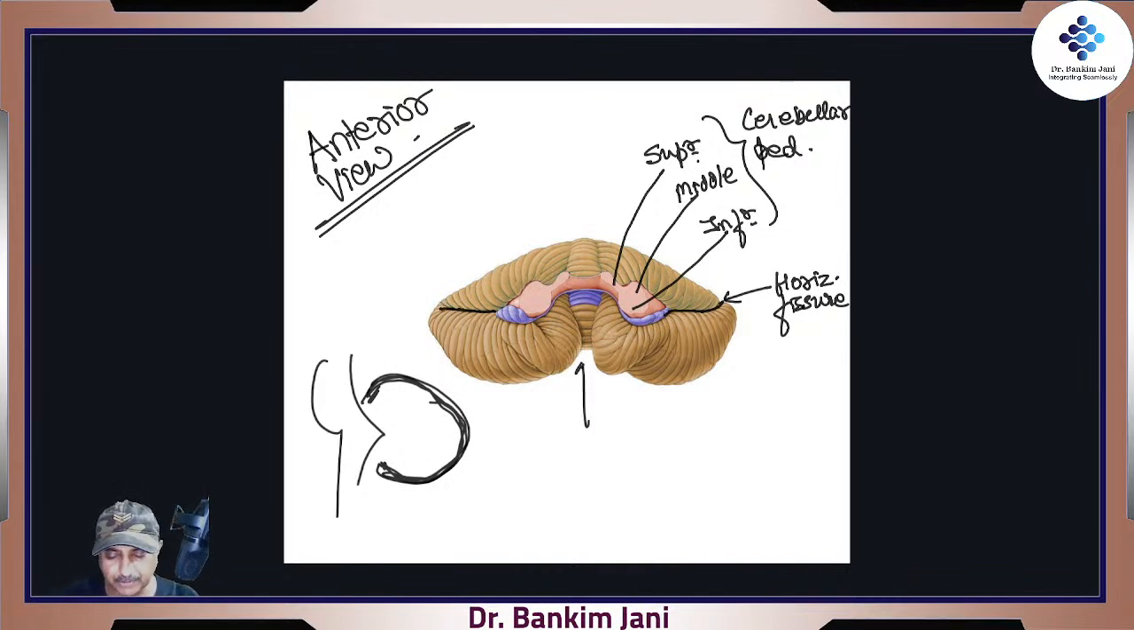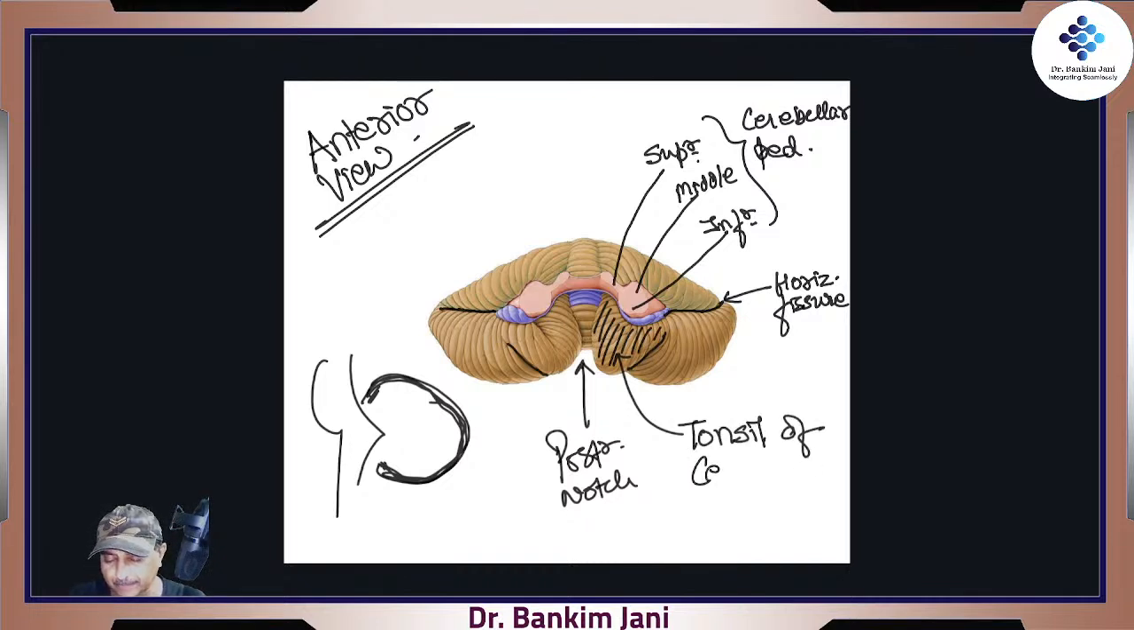Okay, this one would be the posterior notch. The posterior notch. Yes, all these vermis, they have got parts, but we'll take it separately. Right. Those tonsils, they are seen so nicely. See this big tonsil, this one, this area, that is the tonsil, right? Tonsil of cerebellum. So horizontal fissure, tonsil of cerebellum, and superior, middle, and inferior cerebellar peduncles, right?